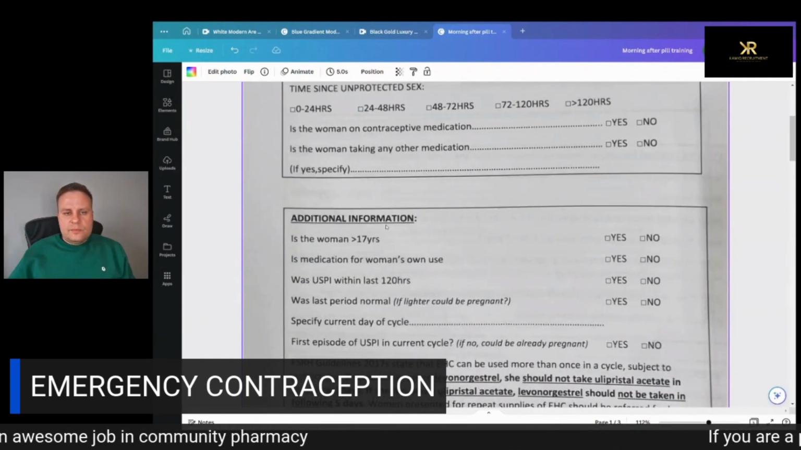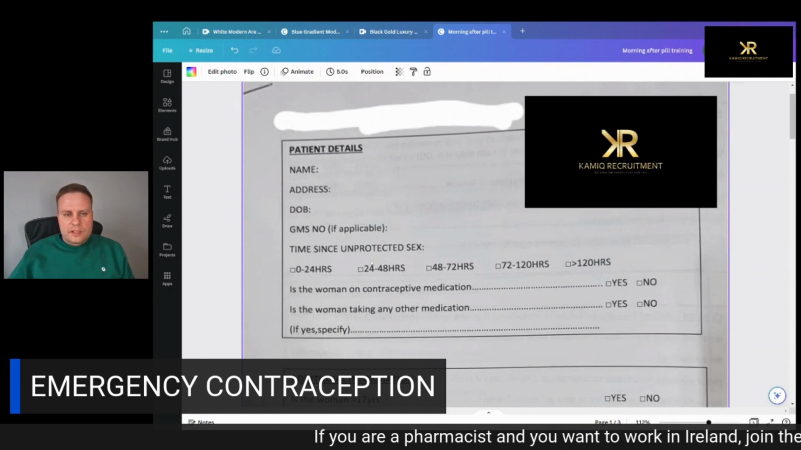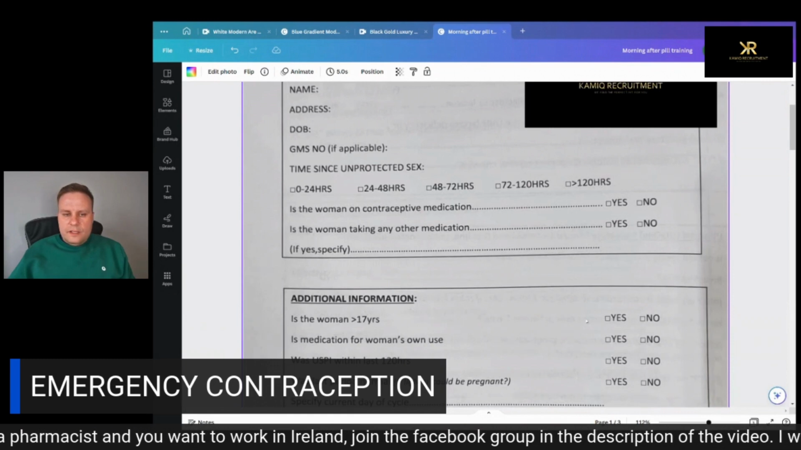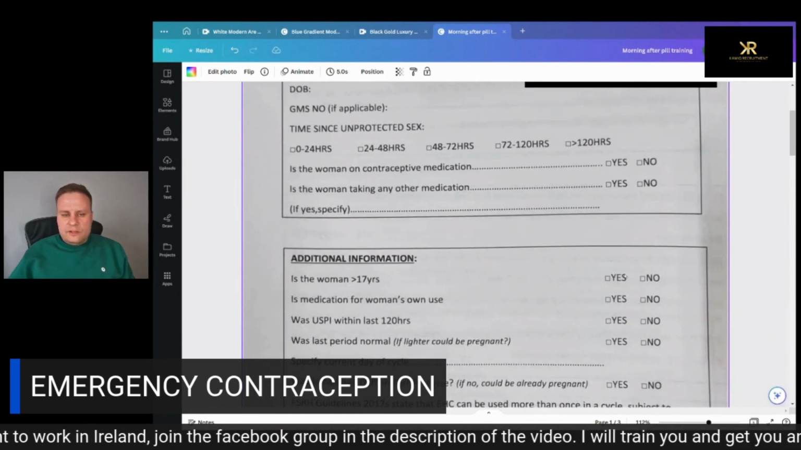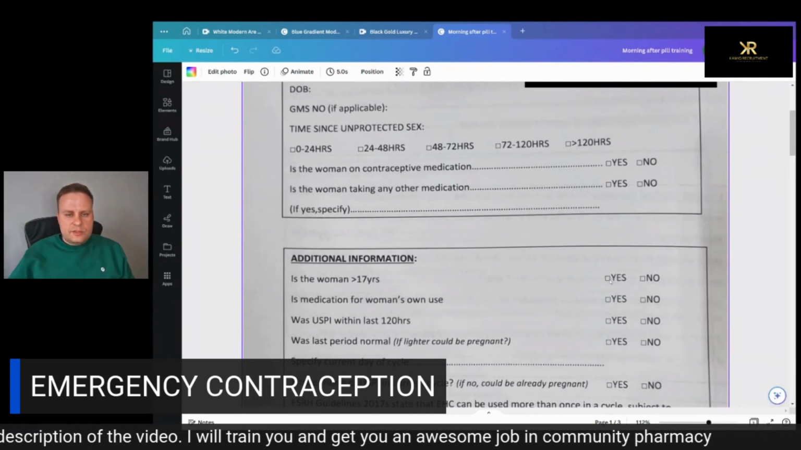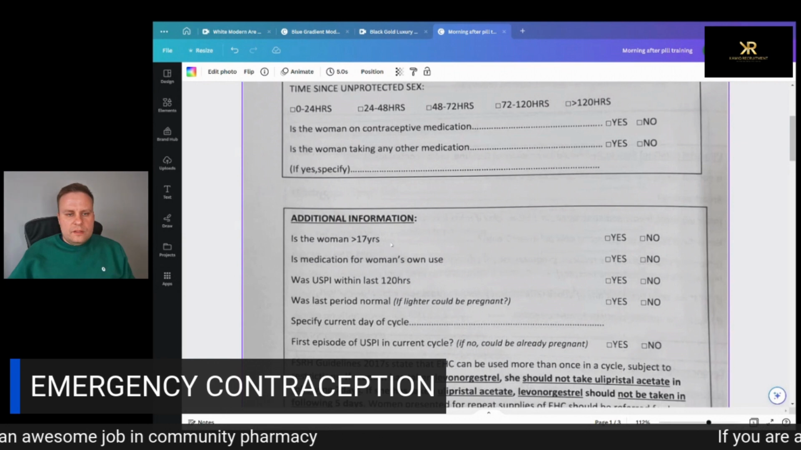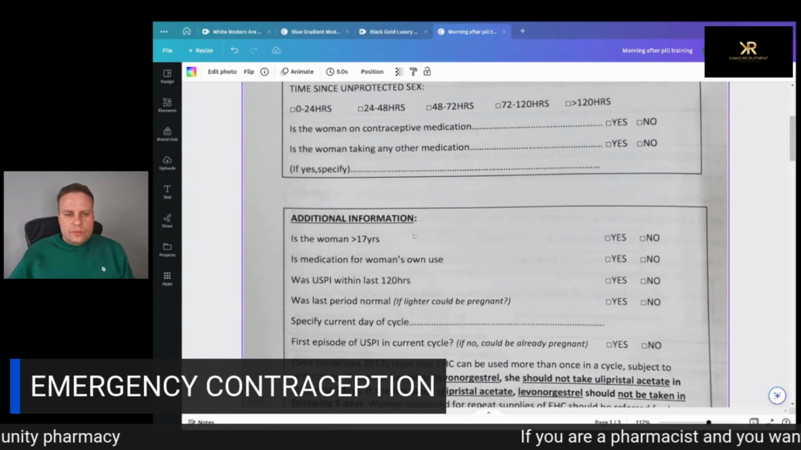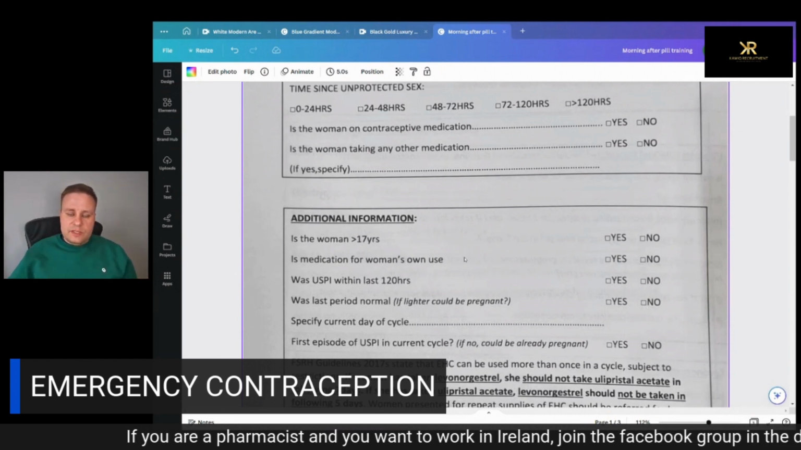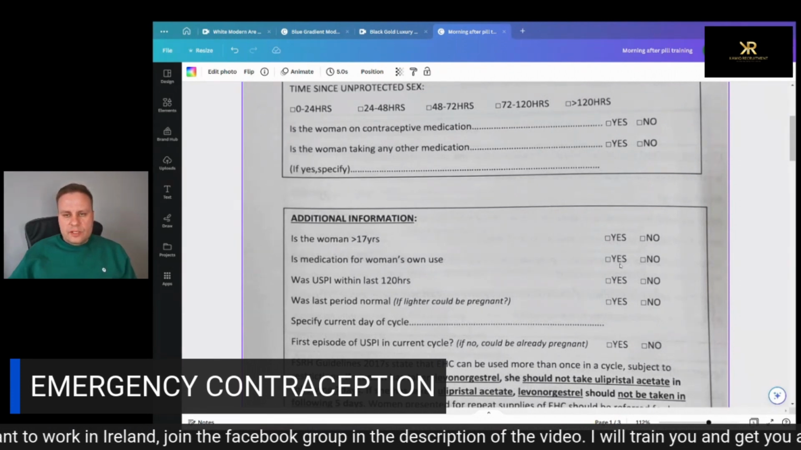Then for additional information, you can tell by the date of birth when you ask it here. You can calculate it yourself and see if she's over 17 or not. If she is, you can go ahead. If she's not, you have to use your professional judgment and most likely refer her to the GP, the general practitioner. Is the medication for the woman's own use? You have to ask, is this medication for your own use? You have to confirm that she's not trying to get it for someone else.